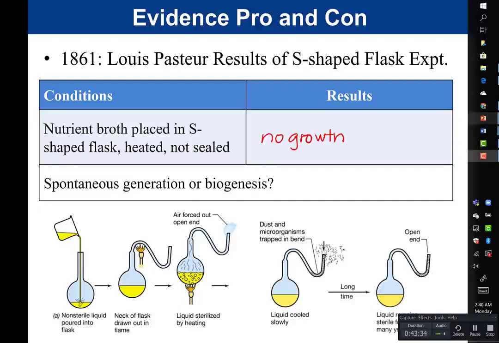And so when he has his nutrient broth placed in his S-shaped flask, he heated it and it wasn't sealed, he saw no growth. So is that in support of spontaneous generation or biogenesis? And that is that this evidence is in support of biogenesis. Life comes from life. The air can get in. So we can't say it's no air that's preventing the growth, right?